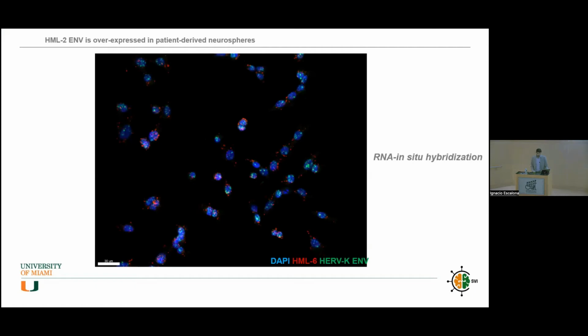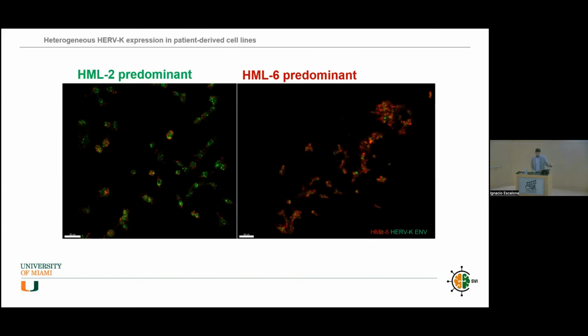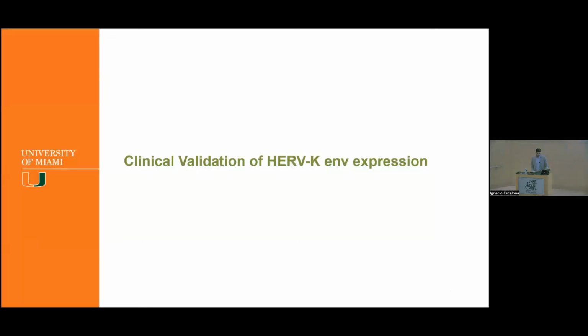So here, this is RNAscope in a GBM cell line for different types of retroviral transcripts. Other cells have other endogenous retroviral transcripts. So some are HML2 predominant, some are HML6 predominant. So it really depends on the cell line and its overall expression. But I think each one of these proteins contributes to a different cellular phenotype, and I'll get into that later.